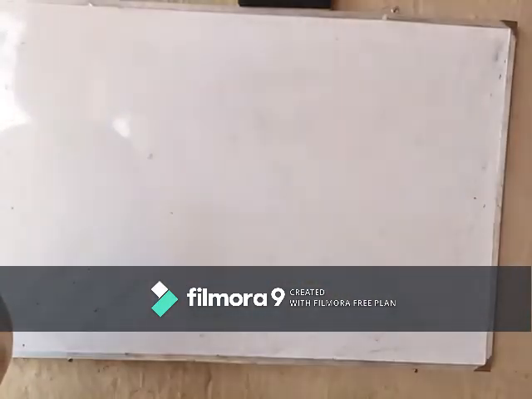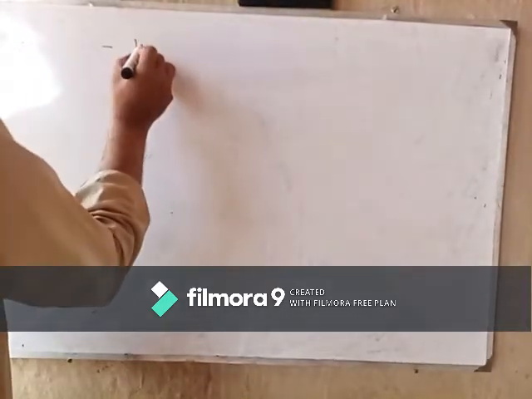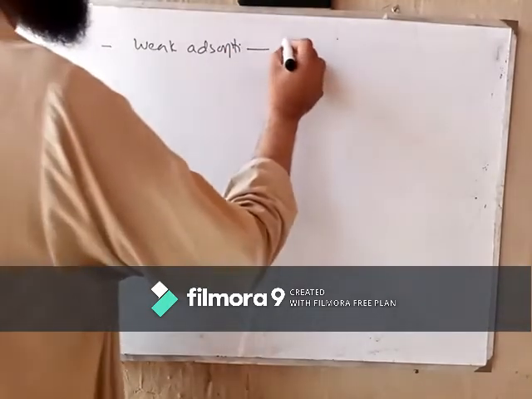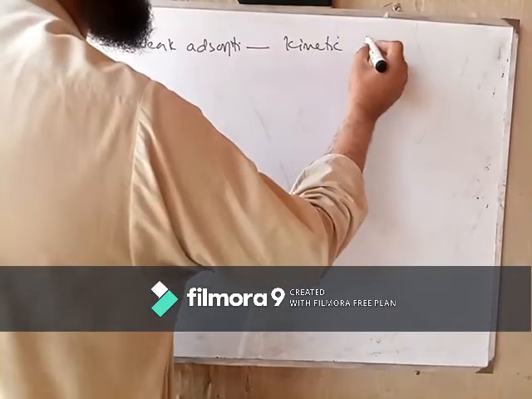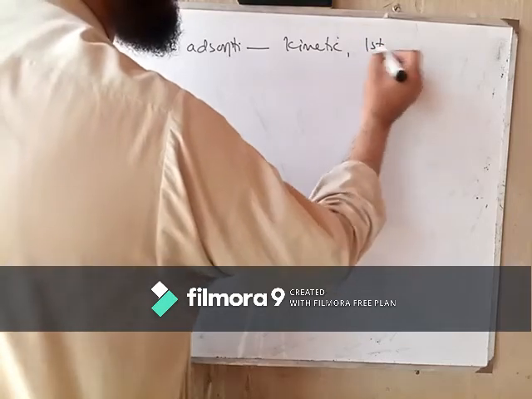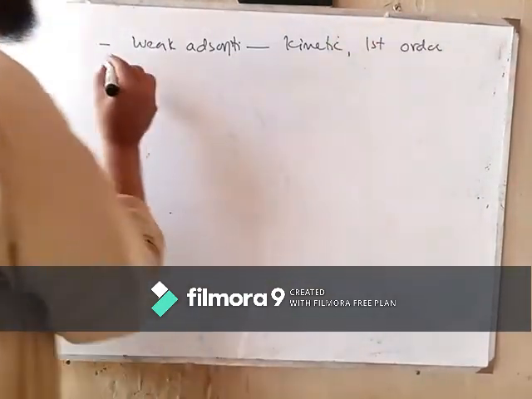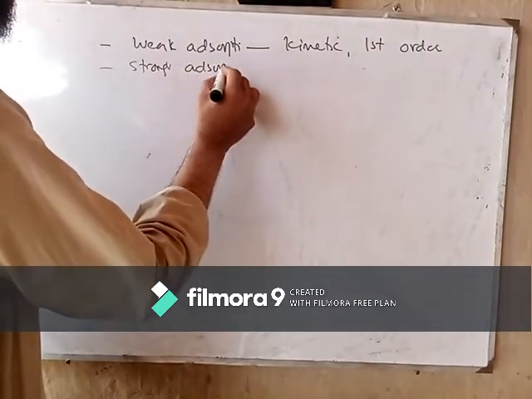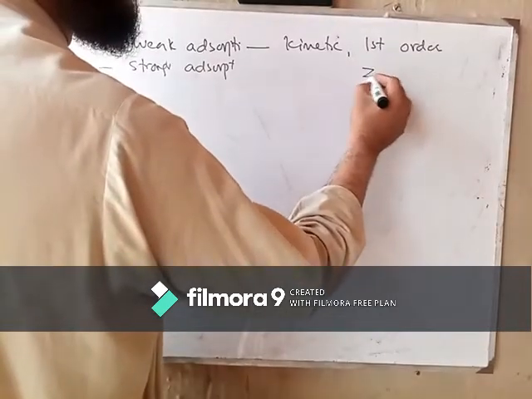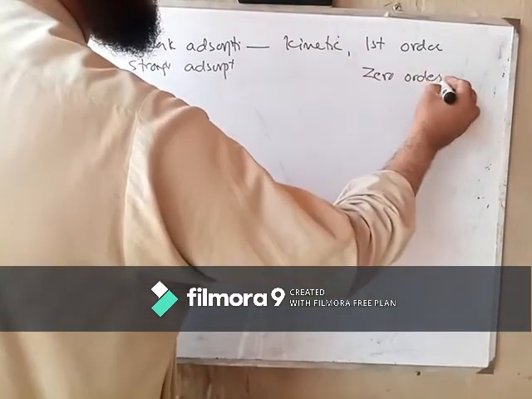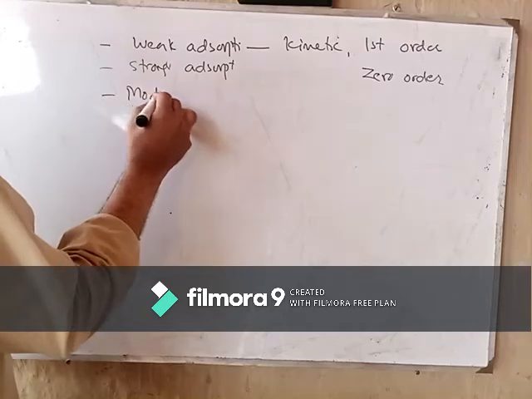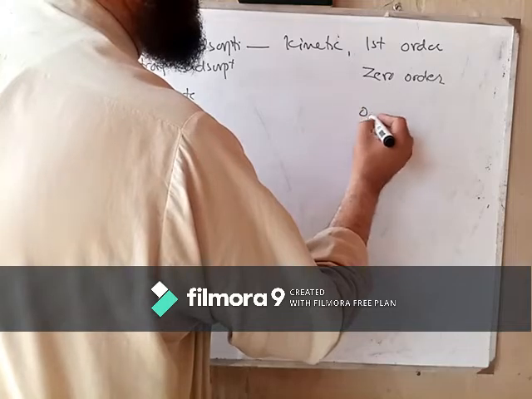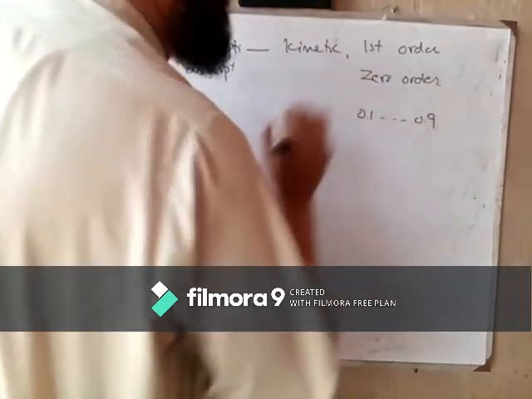So it can be concluded that for weak adsorptions, reaction kinetics is first order. For strong adsorptions, reaction kinetics is zero order. Or for moderate adsorptions, it is fractional order, 0.1 से लेकर 0.9 तक.